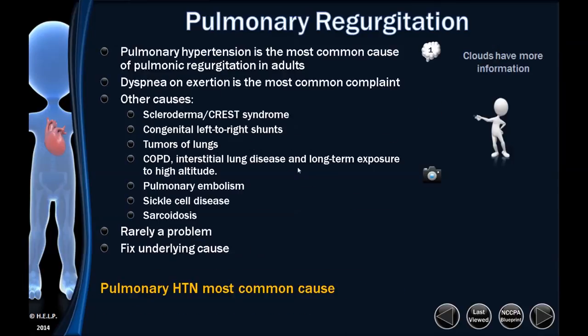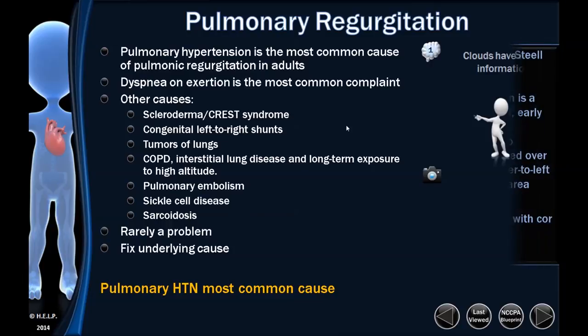Pulmonary regurgitation. Pulmonary hypertension is the most common cause of pulmonary regurgitation. Shortness of breath on exertion is their most common complaint, and it's associated with any of these things that cause pulmonary hypertension. So scleroderma, any shunts, tumors, all the classes 1 through 5 that lead to pulmonary hypertension cause pulmonary regurgitation most commonly. It's rarely a problem though, and we rarely try to repair a pulmonic valve that's regurgitating. Just try and correct and control the underlying cause.